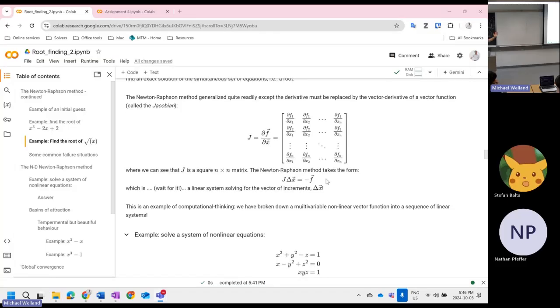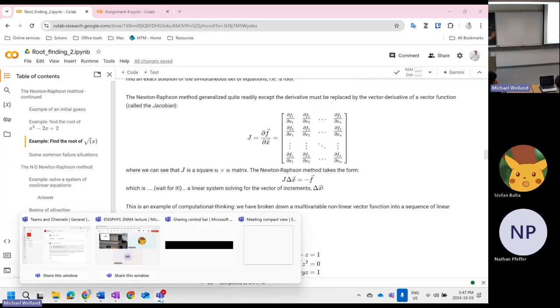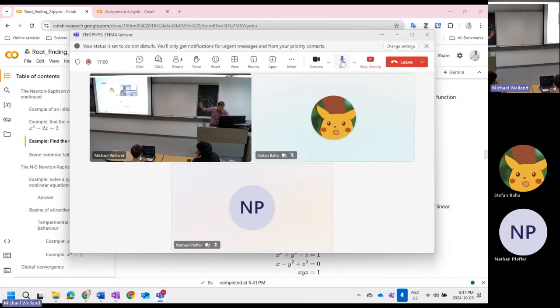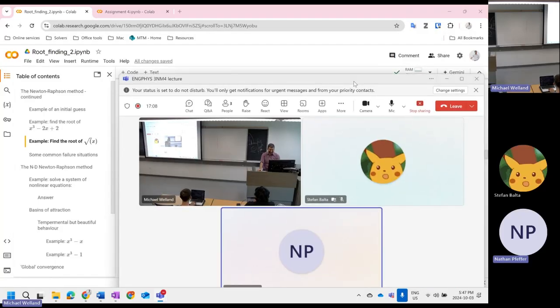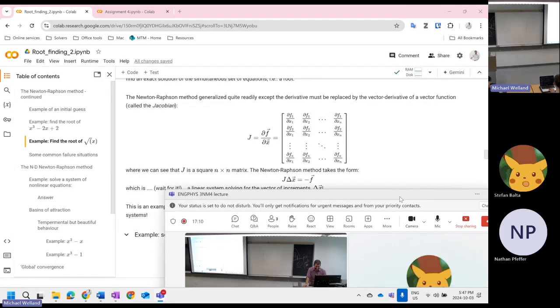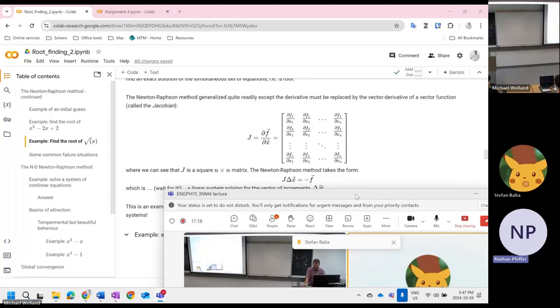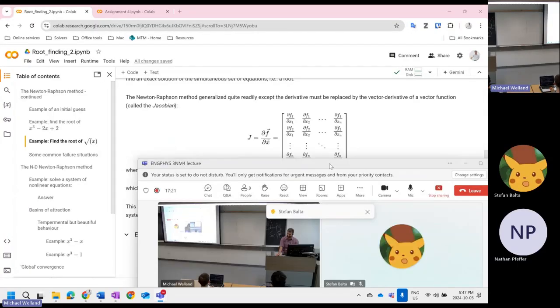What does this remind you of? J is a matrix. I'm going to go online. People online, be ready. All right. How about Nathan? Sorry, I was not ready. What does this remind you of? A matrix times a vector is equal to another vector. Linear system. It's a linear system.